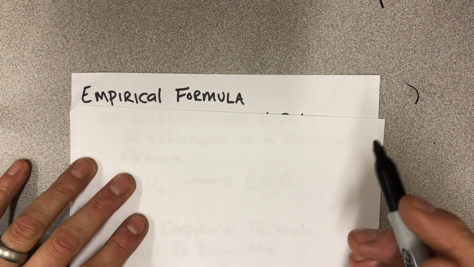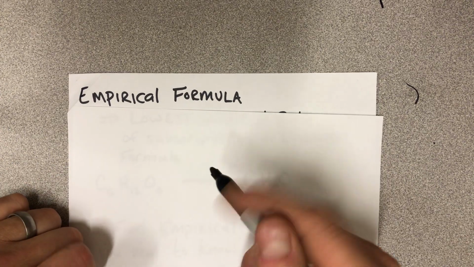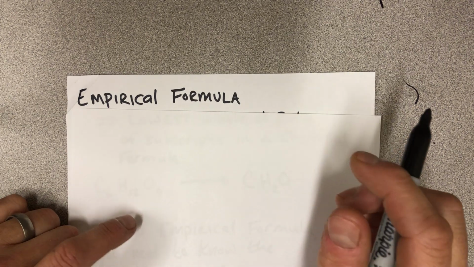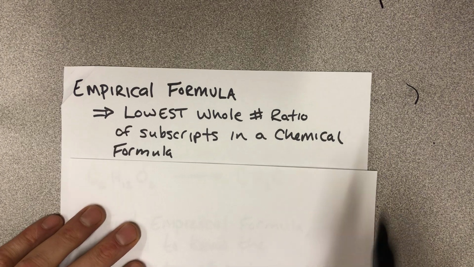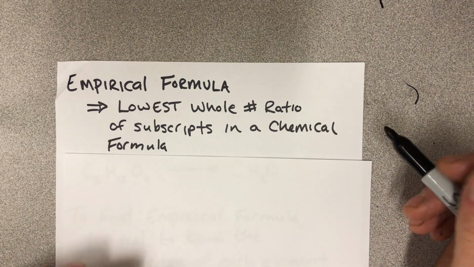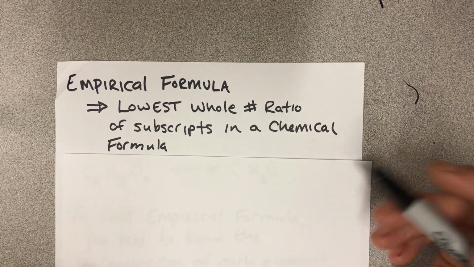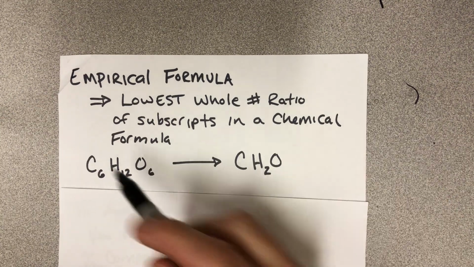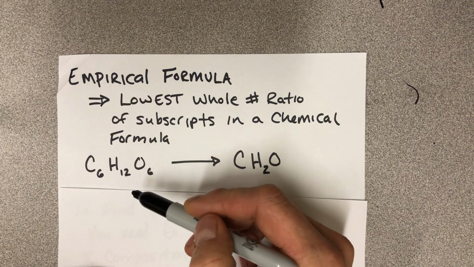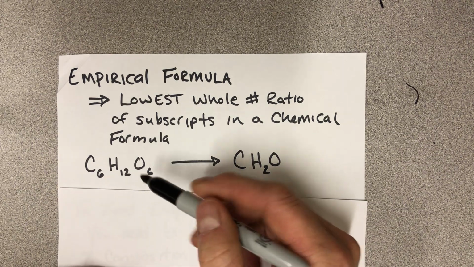All right, let's talk about empirical formula and what empirical formula is and how to do some of these problems. An empirical formula is the lowest whole number ratio of subscripts that you can have in a chemical formula. So sometimes when you have a chemical formula, the subscripts in the chemical formula itself are able to be reduced by the same factor.